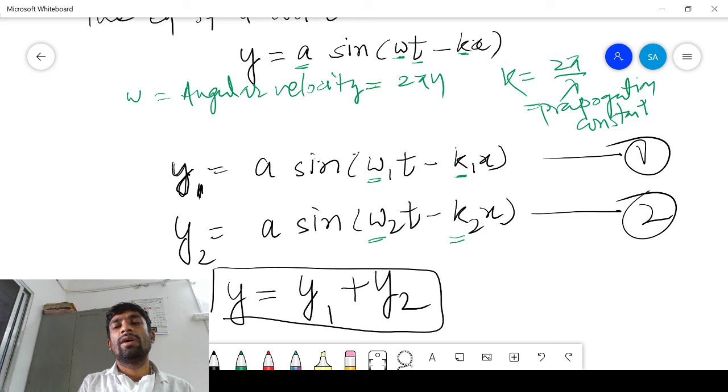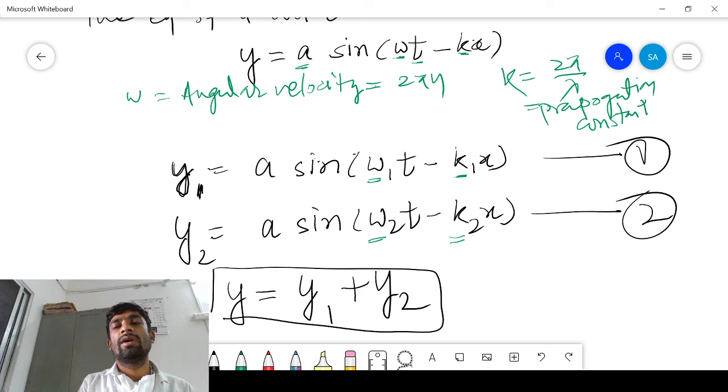Then when these two waves are superimposed with each other, they will form a wave packet, and this wave packet moves forward with the group velocity. The group velocity due to the superposition of these two waves is given by d omega by dk. What is this d omega by dk? It is (omega 2 minus omega 1) divided by (k2 minus k1).